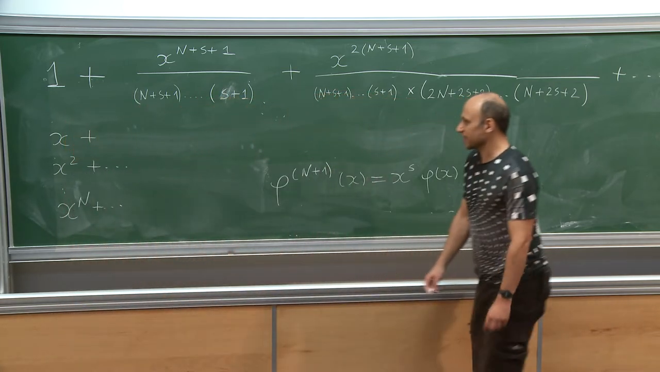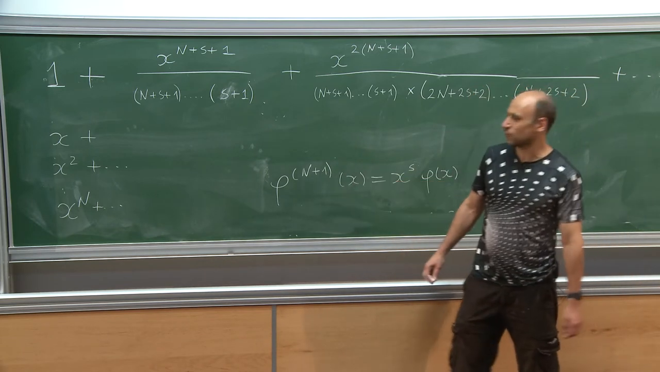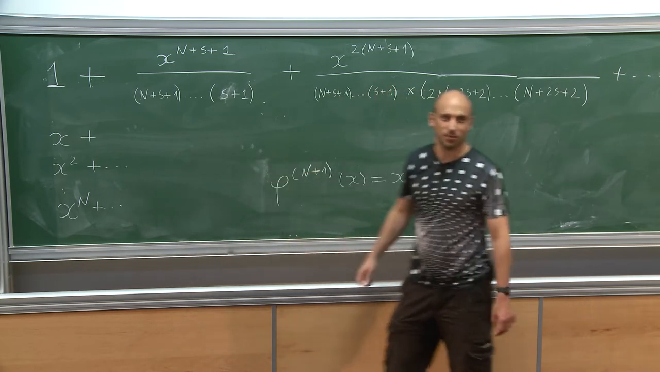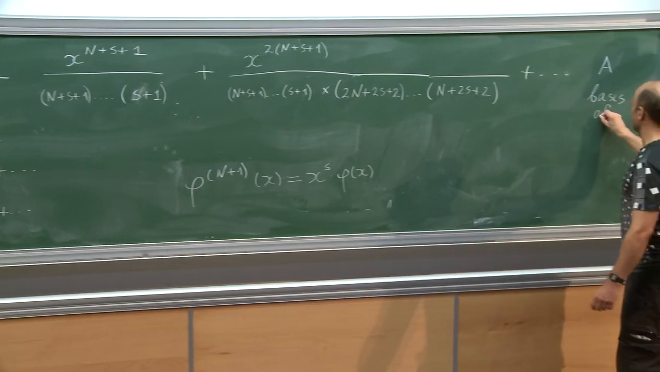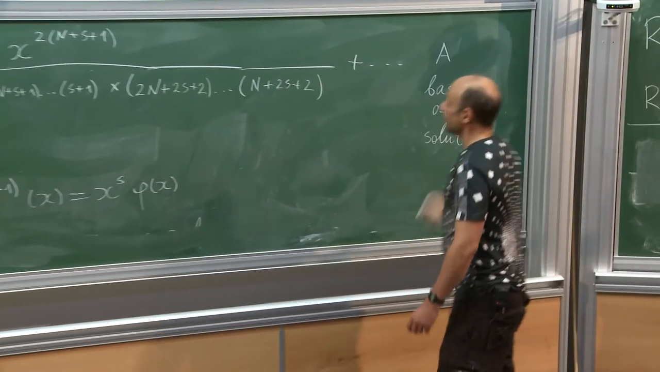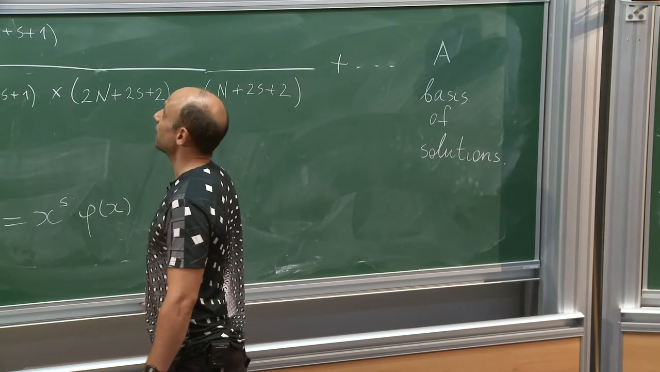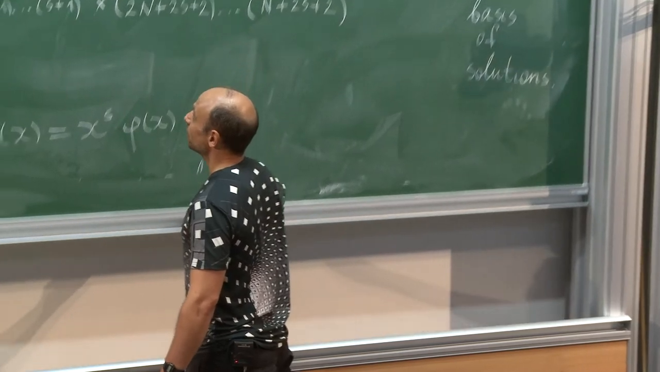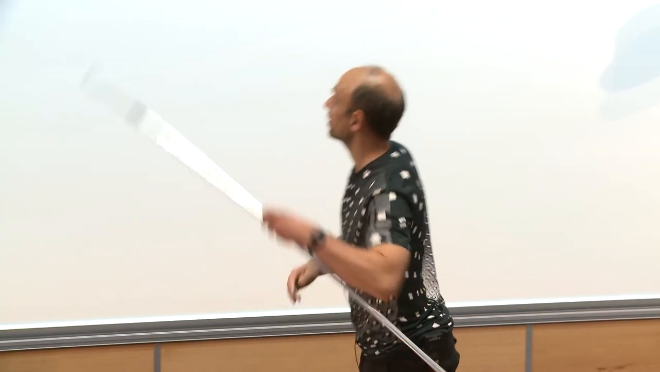And if you start with x to the n plus 1, it doesn't work, because then the n plus first derivative of the first term will already be non-zero. So this is a basis of solutions. However, it does not really help to have this basis of solutions if you want to find the asymptotic at infinity.